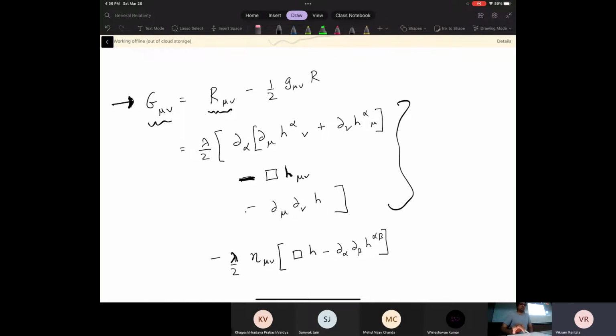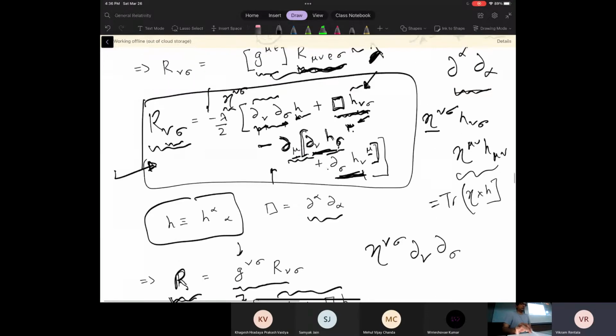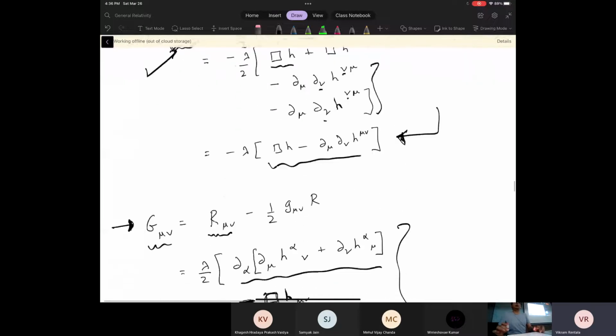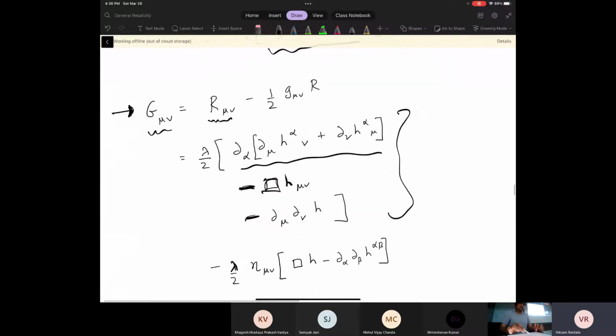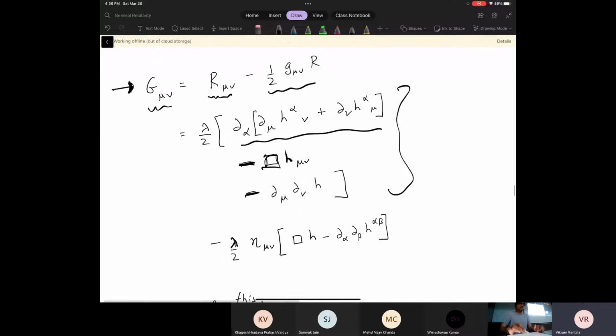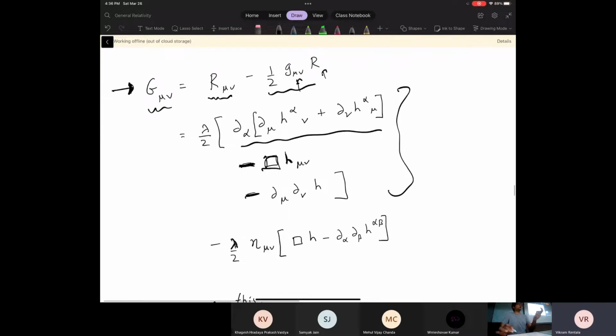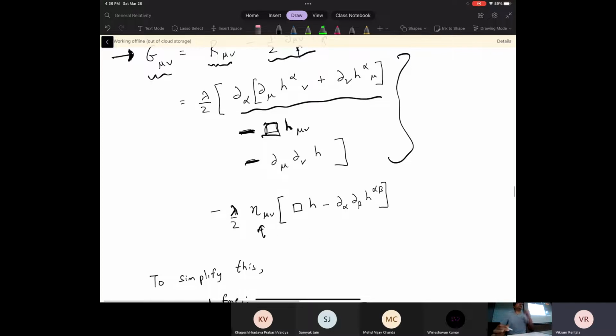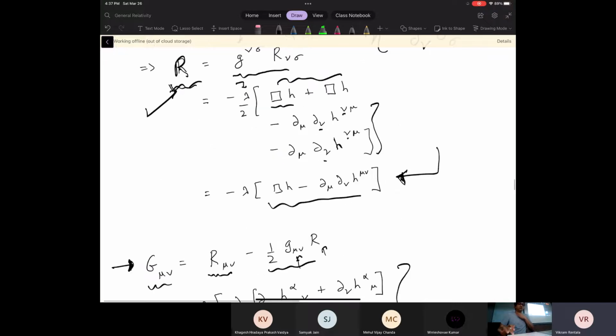So the first term is minus box h mu nu, then minus partial mu h, and then this term. Okay, this term earlier appeared with the minus sign, but there was an overall minus sign outside, which I pulled inside. And then minus half g mu nu times R, and once again this g mu nu, since R is already first order in lambda, I'll replace by eta mu nu. So I get minus lambda by 2 eta mu nu, box h minus partial alpha beta h alpha beta. Okay, this is what we had worked out here for the Ricci tensor.